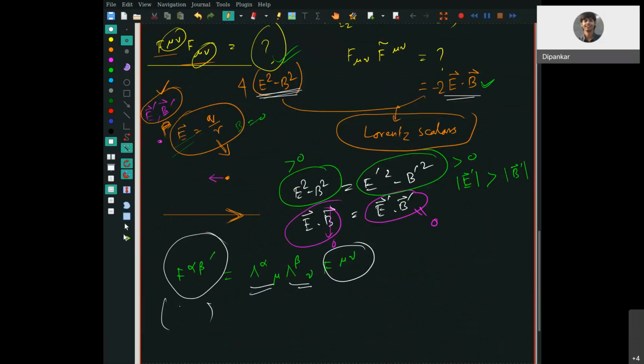So I want you to practice these kind of things. Okay. So if you get used to this language of tensor, the calculations, in my opinion, become easier and more intuitive. And that's why I think you should get used to these languages.